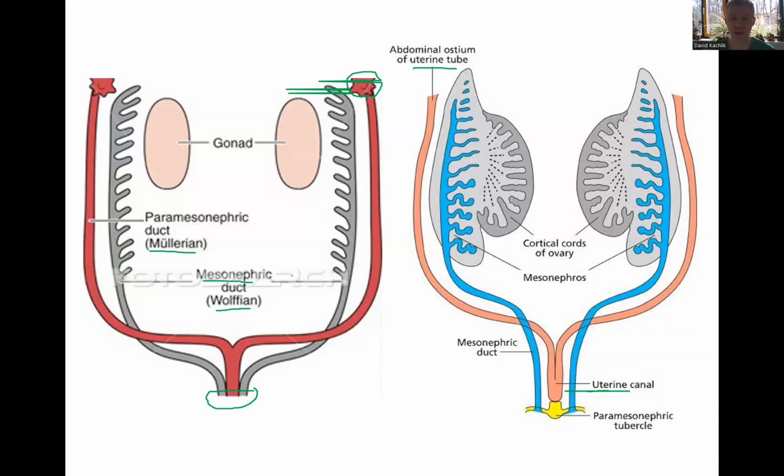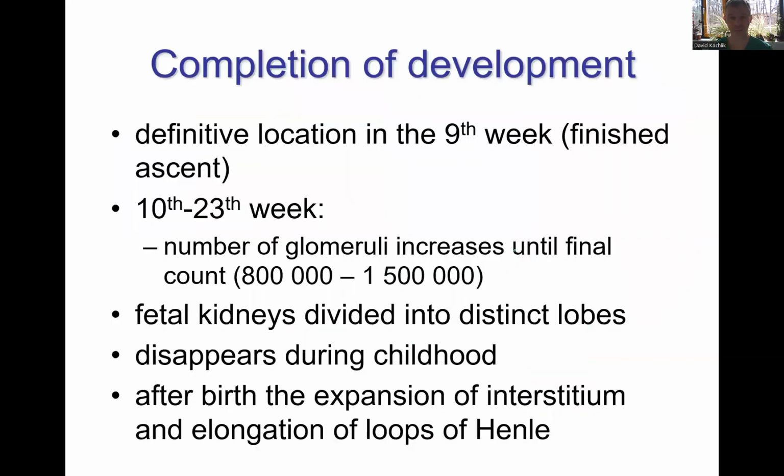And the Wolffian duct, as I said, produces the excretory urinary ducts, and in female it disappears, and in male it produces the deferent duct and adjacent ducts. So I said the definitive location and the function starts in the 9th week. Then the number of glomeruli slowly increases up to 1 million. The fetal kidneys are divided into lobes, but this division disappears during childhood.